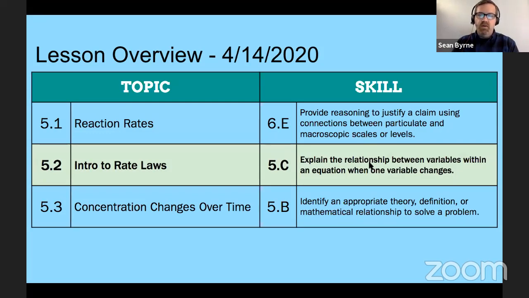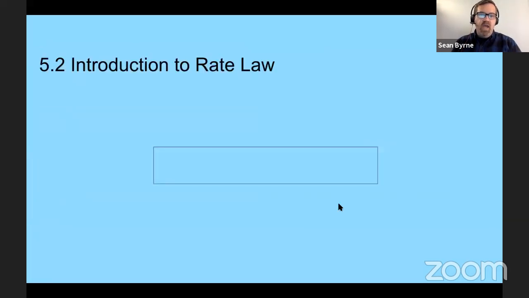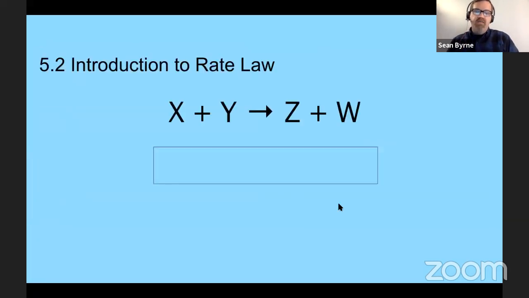Okay, so we've spoken very much in general about particles and what's happening on a macroscopic level. So now let's look at the variables and try to relate these same ideas to a mathematical representation of what's happening in a rate. Okay, and so we have this idea of a rate law. So if I have given you an equation, again, I'm going to stick with just a general one for right now: X plus Y creates Z plus W. We'll look at some specifics in just a minute, but this is a general one.